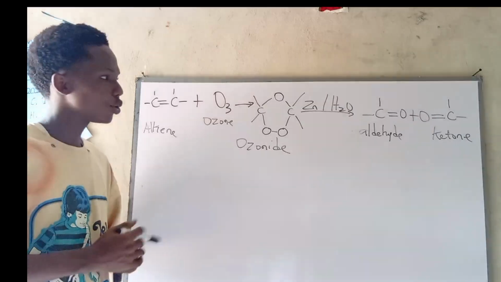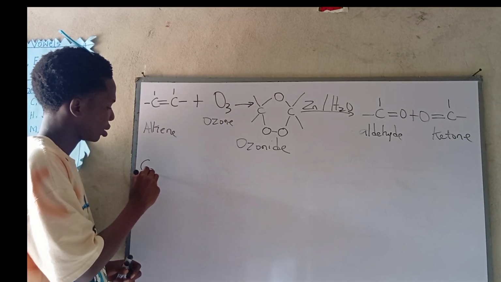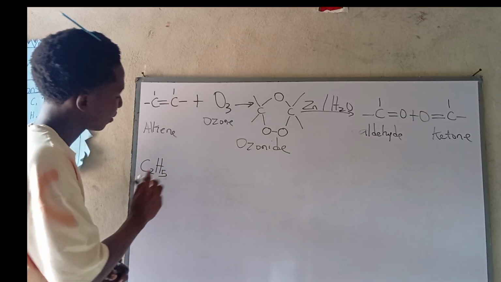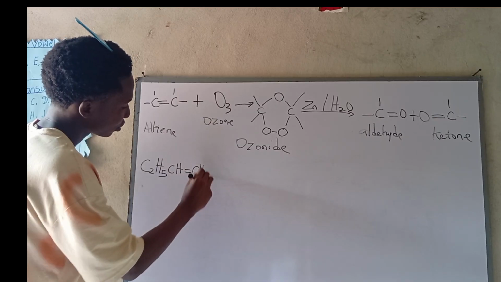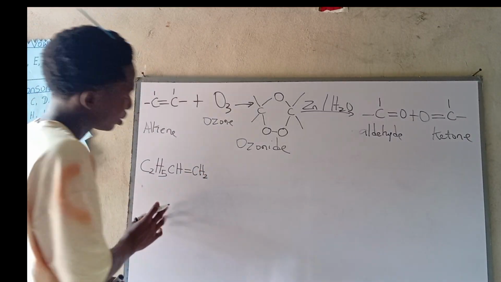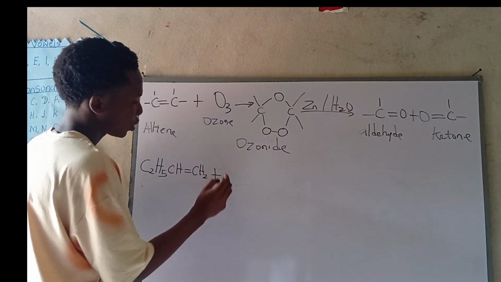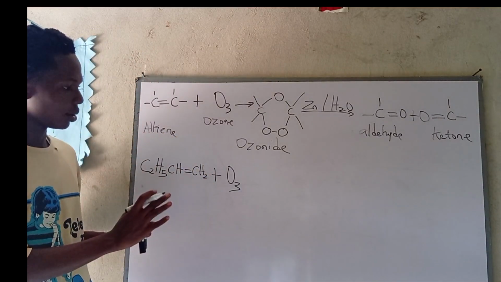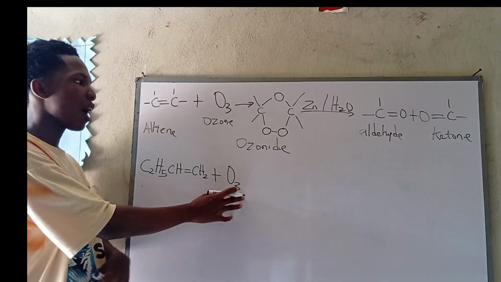Now, the example we are going to use, we use something like this. Now, this compound here, if this compound reacts with our ozone. Looking at this compound, we know it's an alkene obviously, if you react it with ozone.